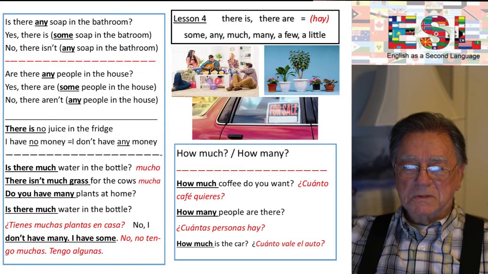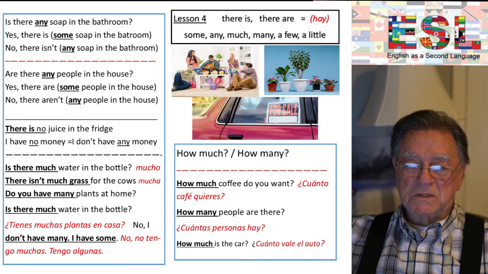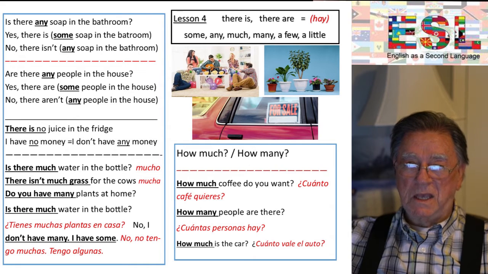You notice we put some soap, there's some soap in the bathroom. But if we want to make it there isn't, we change it to no, there isn't any soap in the bathroom. There's nothing in there. No soap. Gotta have soap to wash our hands and our feet and our hair.